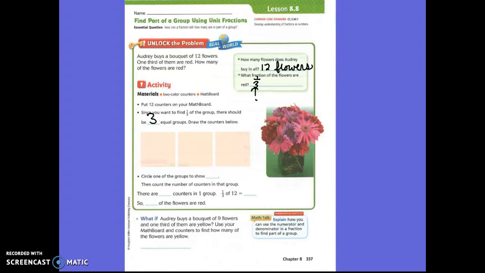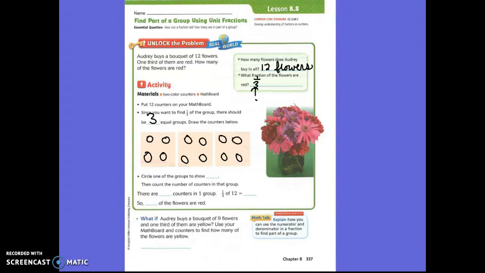So you're needing to draw 12 counters, 1 in each until you get to 12. Go ahead and do that. 1, 2, 3, 4, 5, 6, 7, 8, 9, 10, 11, 12. Yes, this is like multiplication and division, kind of.